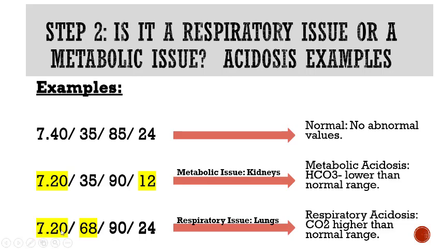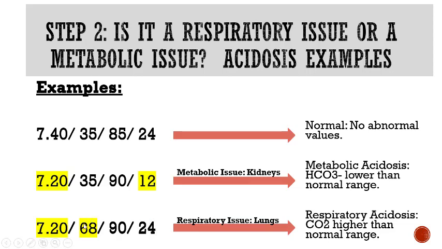Down here, I have the same pH, 7.20. Again, right away, I'm going to identify that as acidotic because it's less than 7.35. But here, I don't have a normal CO2. I have a CO2 of 68, which is very high. So that's a high acid. I have a normal oxygen, and then I have a normal bicarb. So my base is normal.